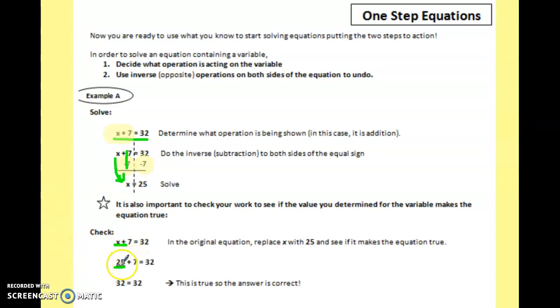Then if we simplify here on the left-hand side, 25 plus 7 gives us 32. If I just bring down my value from the right-hand side, it's 32. This is a true statement. 32 is equal to 32. So it validates your answer and lets you know that your answer is correct.